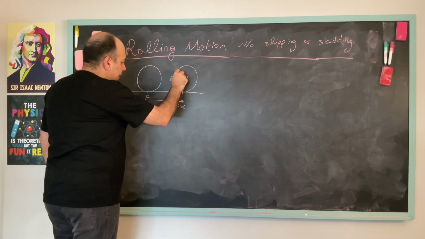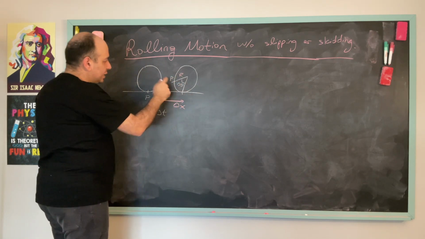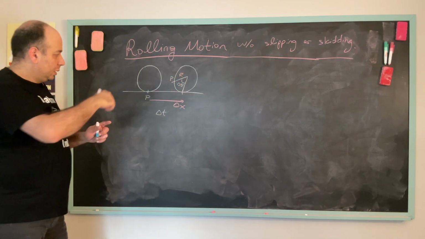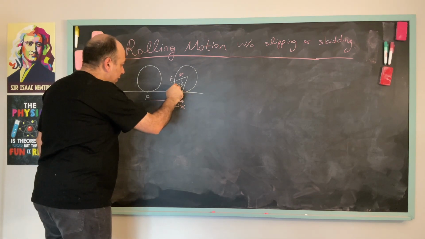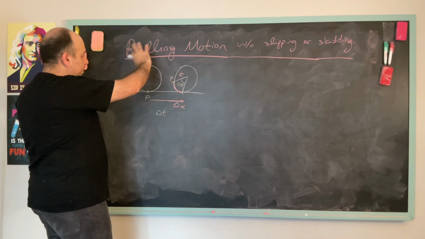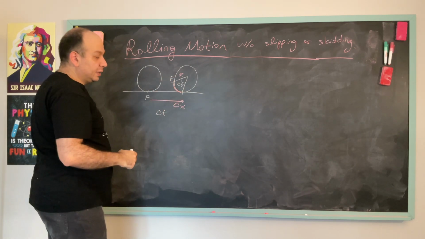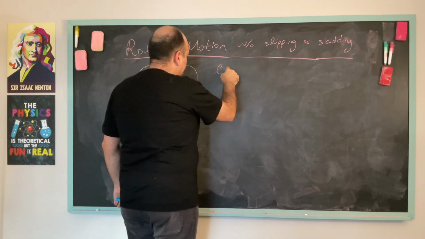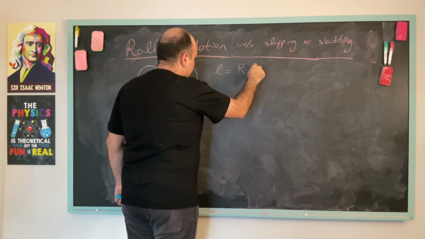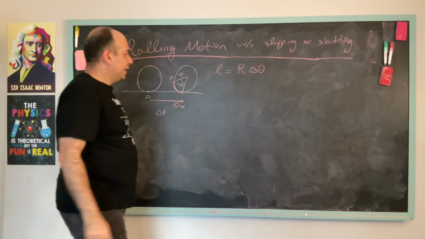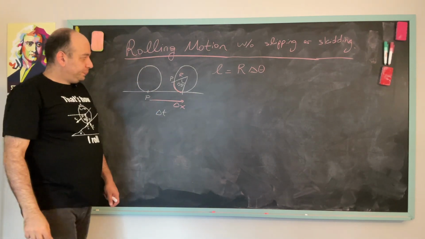So the question is, what is the distance traveled by P on the rim? This is going to be the arc length. As this object rolls, the point P moves from here to here, so this is the arc length that it travels. If I look at the pure rotation, it's simply r times delta theta.